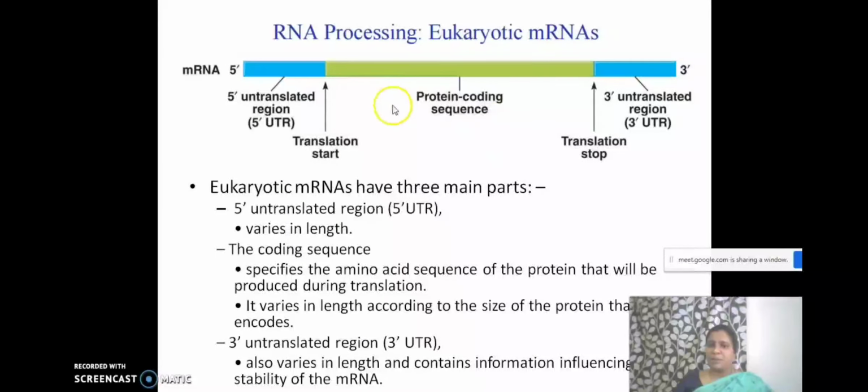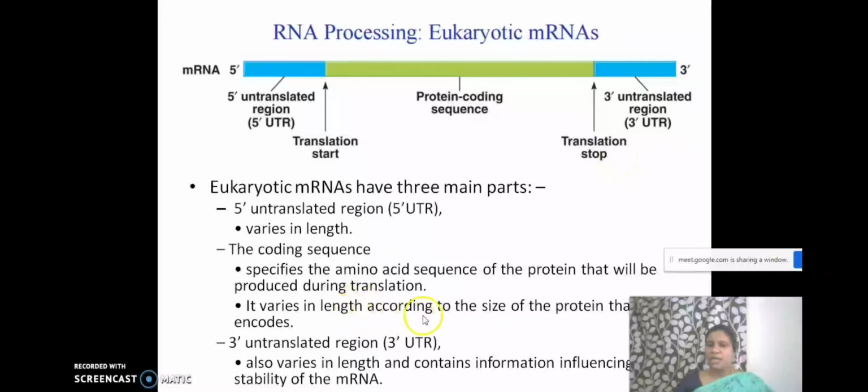It specifies the amino acid sequence of the protein that will be produced during translation. So what is translation? It is the process of synthesis of amino acids using the codons of the mRNA in the protein coding sequence. That is called translation. The translation is recognized by the translation start site and the translation stop site.